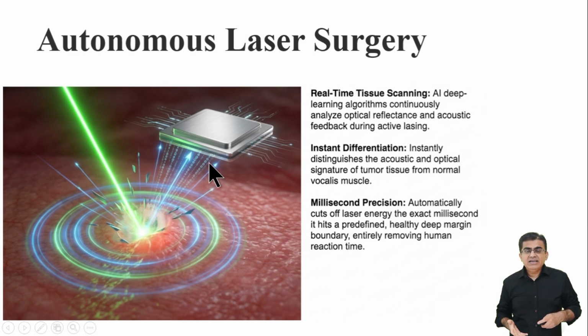These deep learning algorithms constantly analyze the optical reflection and the acoustic sound waves created by the active laser. Look at instant differentiation. This continuous scanning is incredibly important. The computer can instantly tell the difference between burning tumor tissue and healthy vocalis muscle. It knows exactly what the healthy deep muscle looks and sounds like.